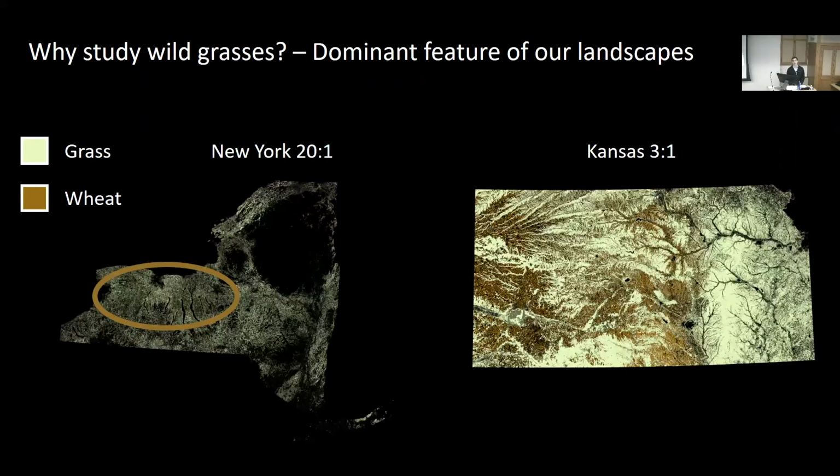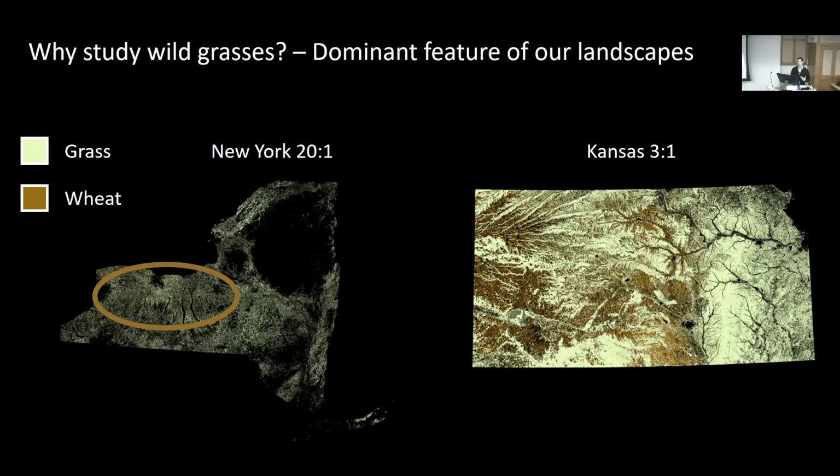Other reasons to focus on grasses include their widespread distribution and remarkably high acreage. These are satellite images showing wheat and grass ground cover in New York and Kansas. And I've chosen Kansas as an example because it's the largest wheat producing state in the country, with 6 to 7 million acres planted a year, but grass covers 3 times that land area. And I like this image especially because it shows that interface between the wheat and the grasses. In New York, though, the disparity is much greater at almost 20 to 1.